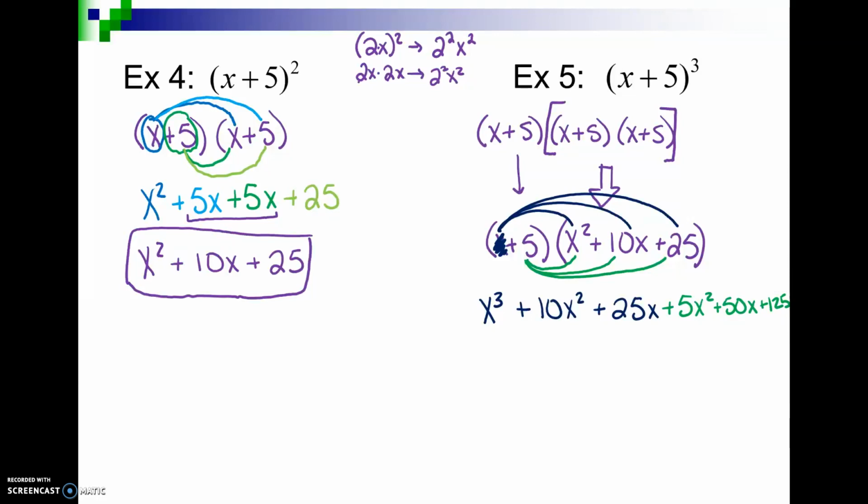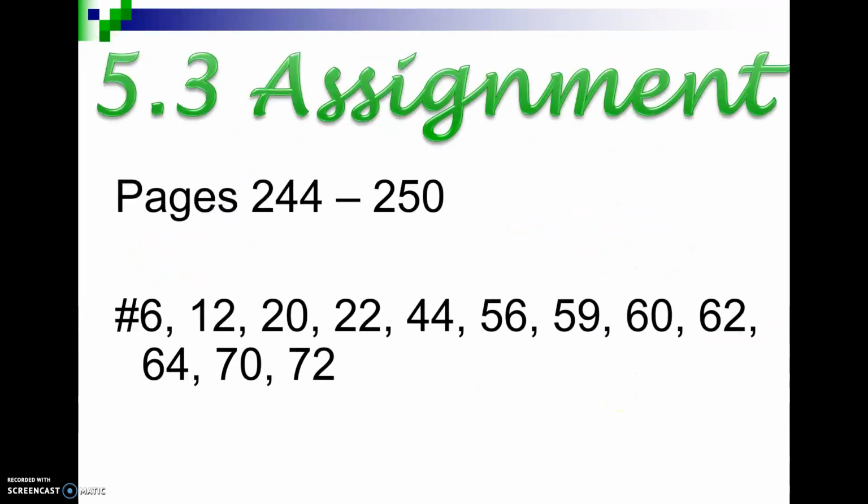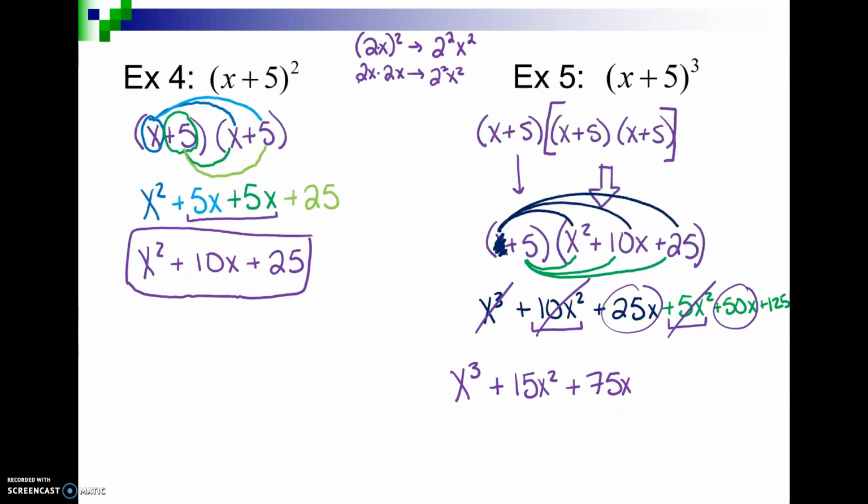Now we need to combine like terms. Once you're done multiplying, you don't multiply again. Now we have like terms. This is all addition or subtraction. We need to combine our like terms. So start with your largest exponent, x to the third. We've got x to the third. Now x squareds. Got 10x squared, 5x squared. That is 15x squared. Then we do our x's. 25x and 50x, 75x. And then finally, our number at the end, plus 125.